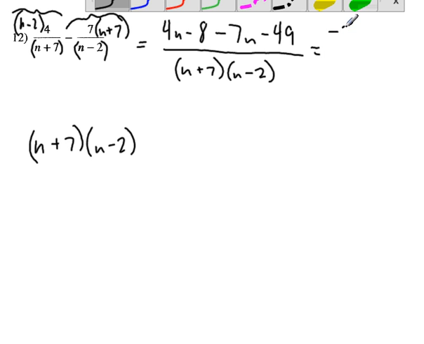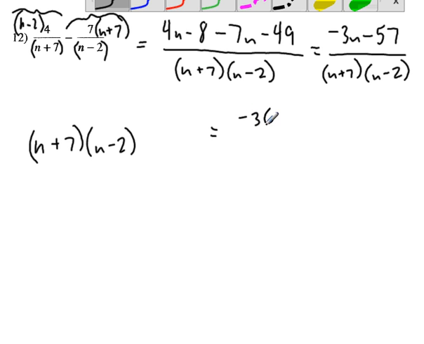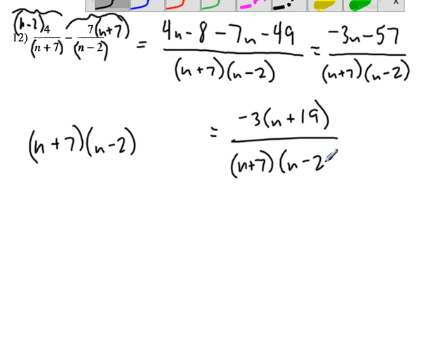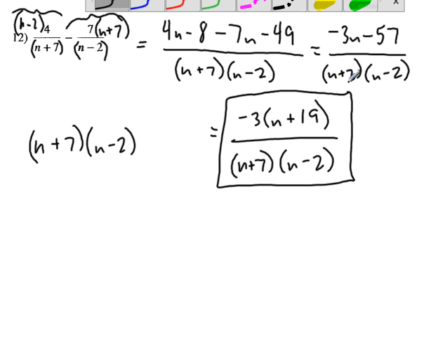4n minus 7n is negative 3n. Negative 8 minus 49 is negative 57. Rewrite again on the denominator. Now, do we have a common factor in 3 and 57? And we do, because 57 is 3 away from 60, which is an obvious multiple of 3. I'm going to pull out a negative 3, which leaves me n plus 19. But that really didn't get me anywhere because nothing canceled. So if you didn't do that step, it's not really a big deal.